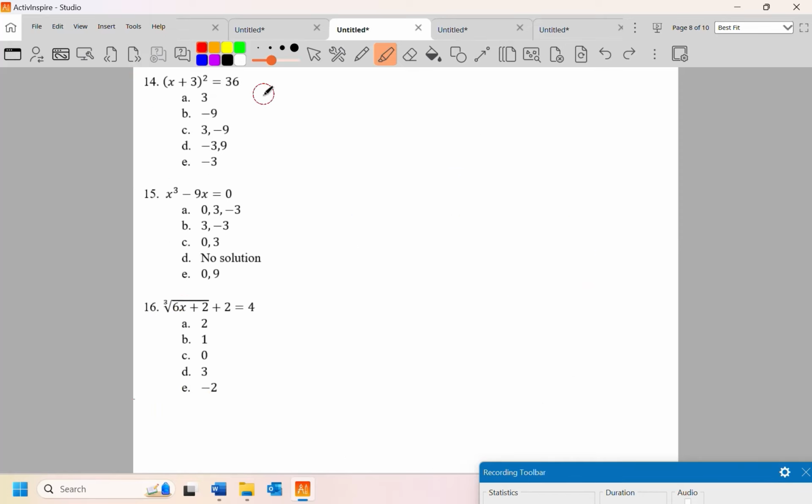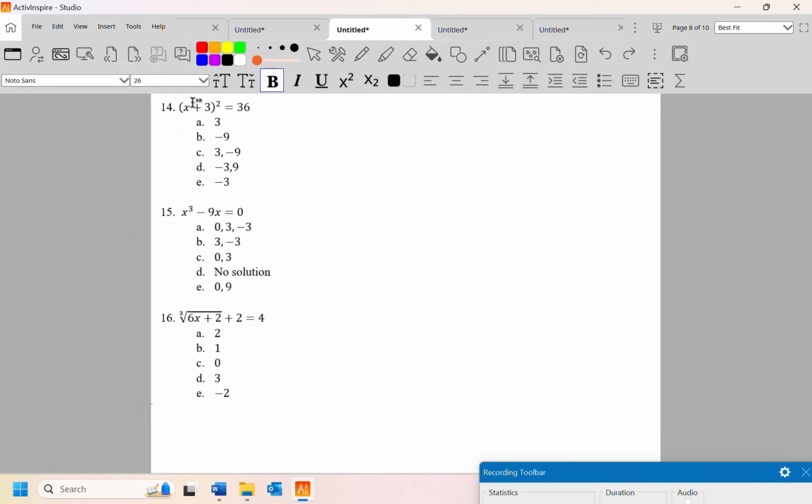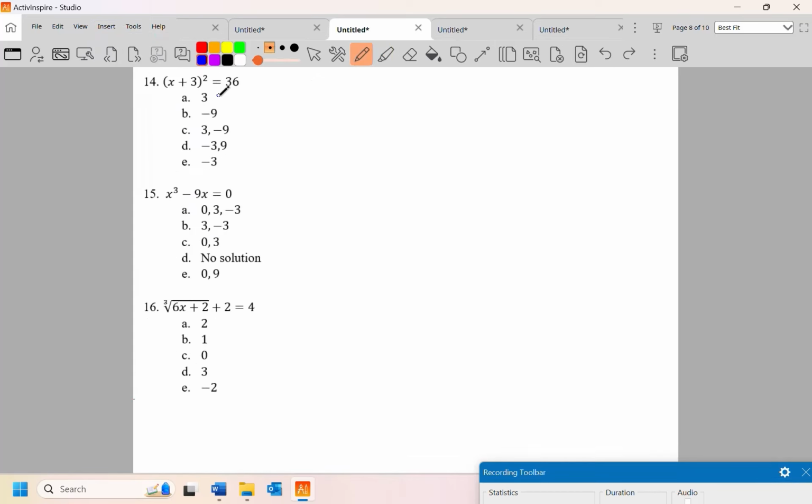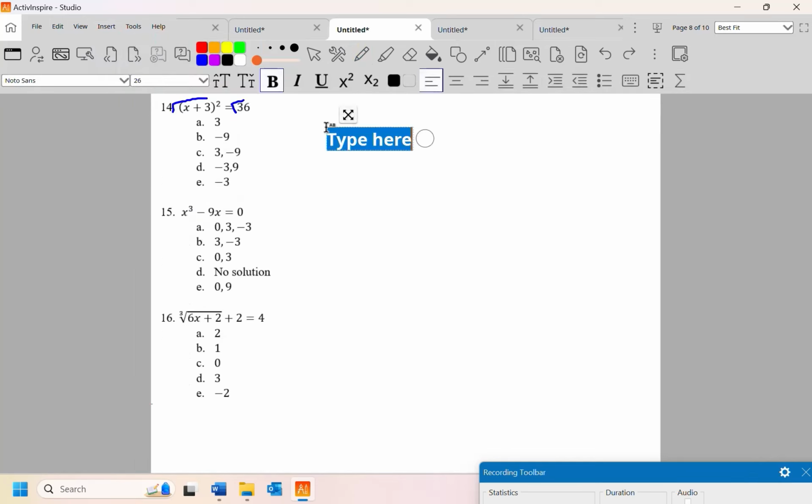14, we've got an easy one. The only thing about it is it's going to take me a while because I have to type. That's what stinks. I'm going to take the square root of both sides to fix the square. So x plus 3 is plus or minus 6. So x is going to be -3 plus or minus 6.